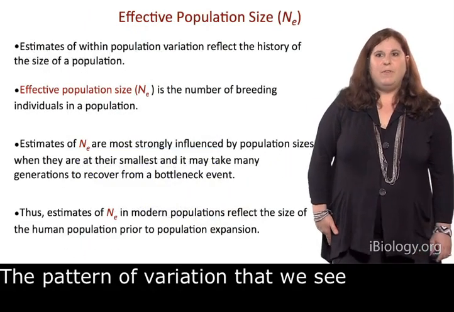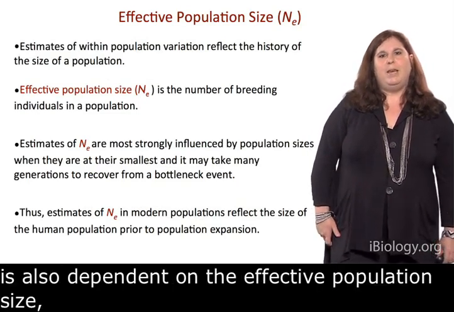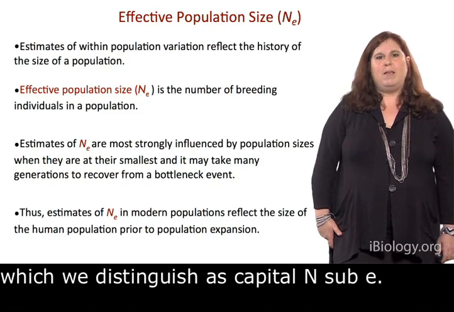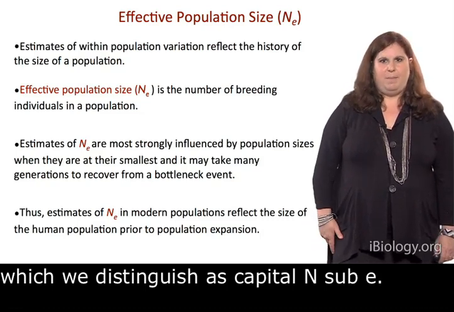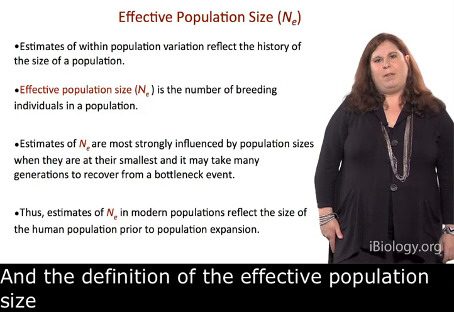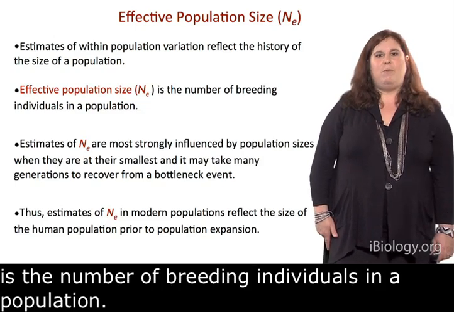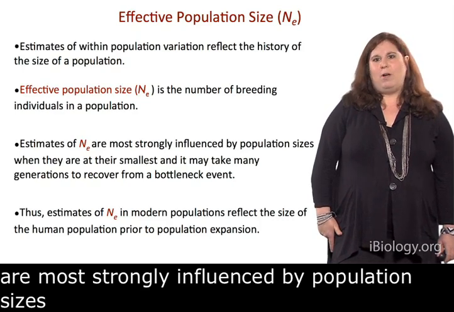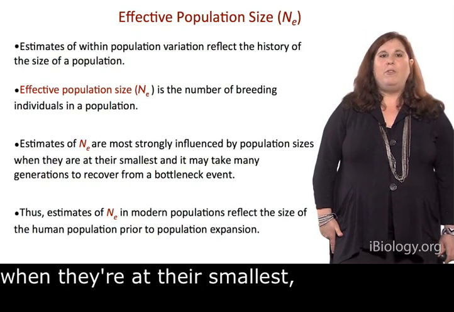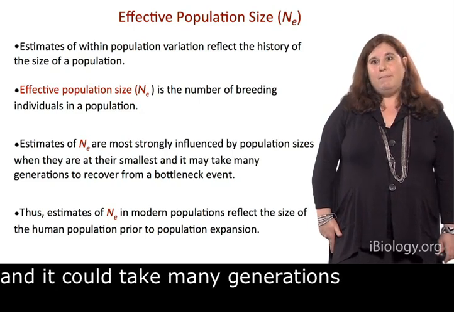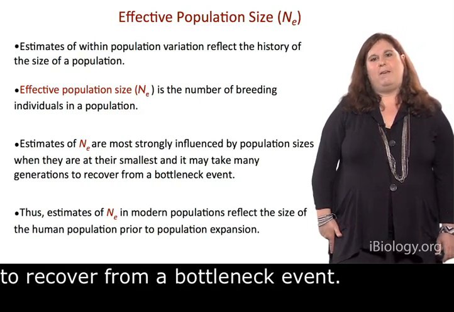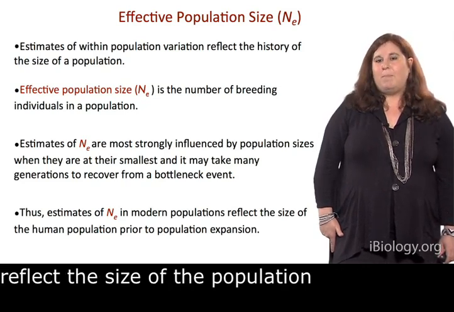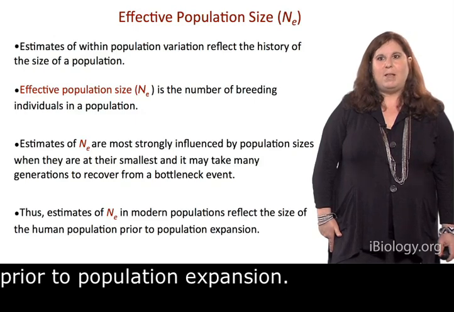The pattern of variation that we see in the human genome is also dependent on the effective population size, which we distinguish as capital N sub e. The definition of the effective population size is the number of breeding individuals in a population. Estimates of Ne are most strongly influenced by population sizes when they're at their smallest, and it could take many generations to recover from a bottleneck event. So estimates of Ne in modern populations reflect the size of the population prior to population expansion.